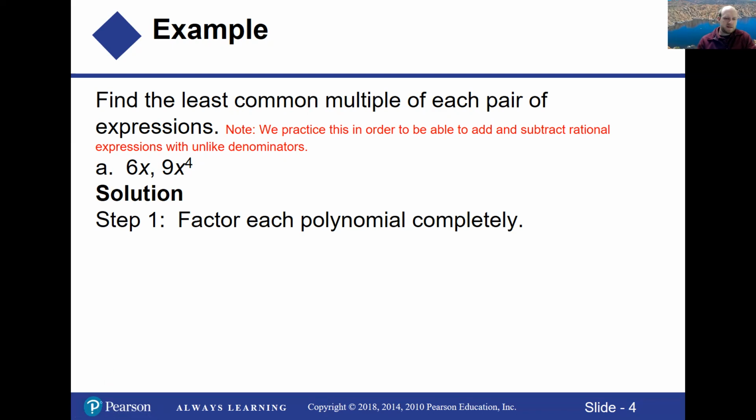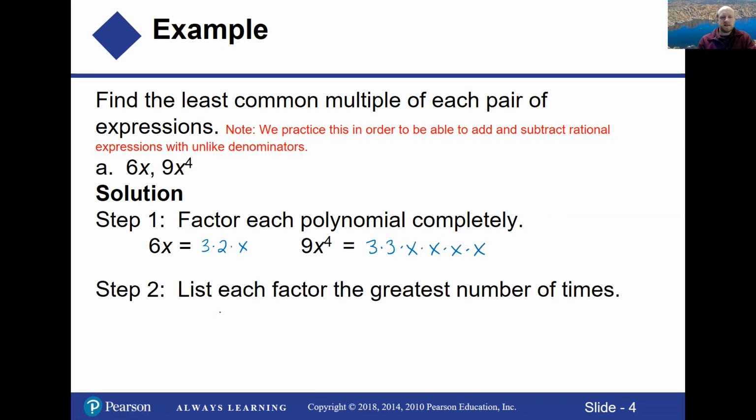So the first step is to factor each polynomial completely. And what I mean by that is I want to put this in a product of primes. So I want to make 6 into 2 prime numbers, right? Prime numbers only multiply by 1 and itself. So instead of 6 times x, we're going to write 3 times 2 times x. Now 3 and 2 are both prime numbers, and I have that x there. And then 9x to the 4th is going to factor into 3 times 3 times x times x times x times x. Okay, so it's all factored out.